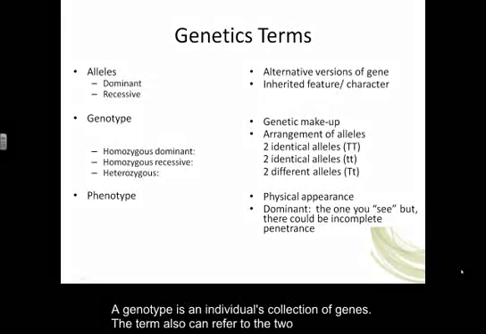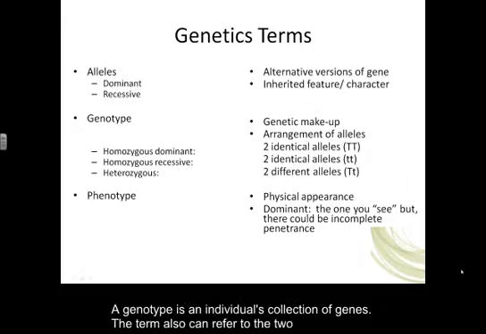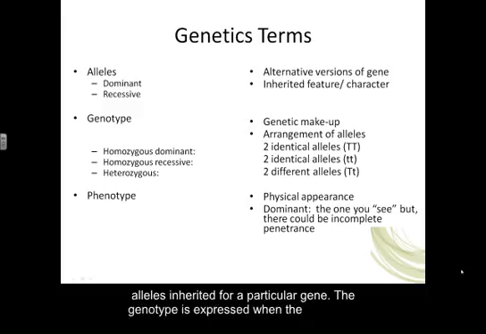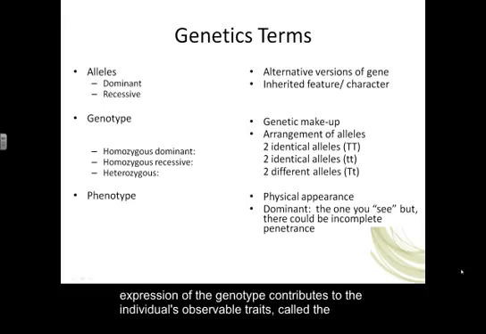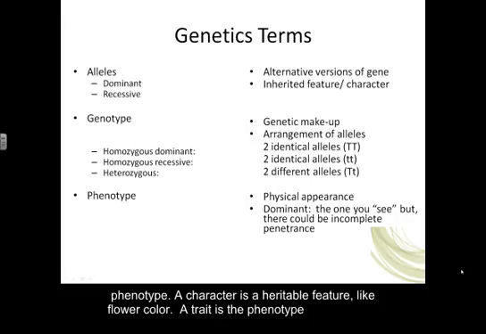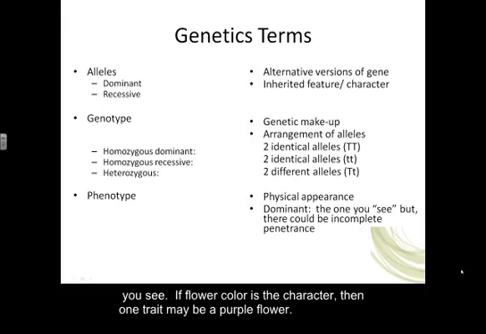A genotype is an individual's collection of genes. The term also can refer to the 2 alleles inherited for a particular gene. The genotype is expressed when the information encoded in the gene's DNA is used to make protein and RNA molecules. The expression of the genotype contributes to the individual's observable traits called the phenotype. A character is a heritable feature, like flower color. A trait is the phenotype you see. If flower color is the character, then one trait may be a purple flower.